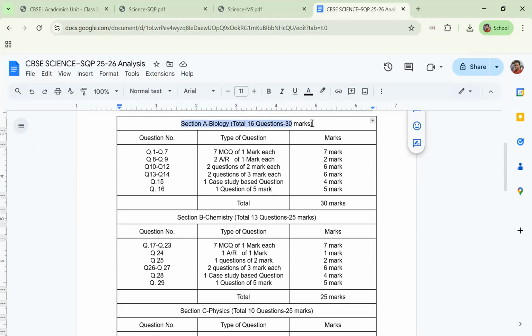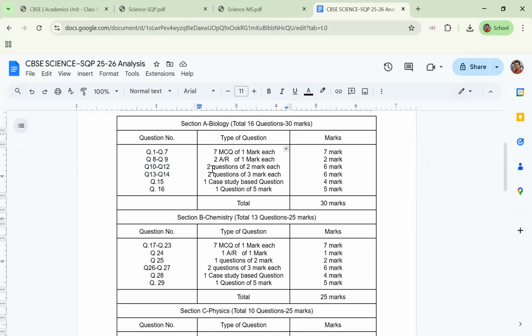Biology section, there are a total of 16 questions. These 16 are the total questions. There will be internal options also, as per the available sample paper. When we look at the questions, question number 1 to 7, which are 7 MCQs, are of 1 mark each. That makes 7 marks. Question 8 and 9 of bio are going to be assertion reason questions, 1 mark each, 2 marks total.